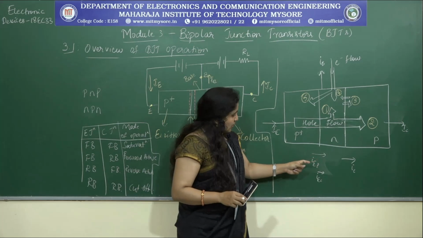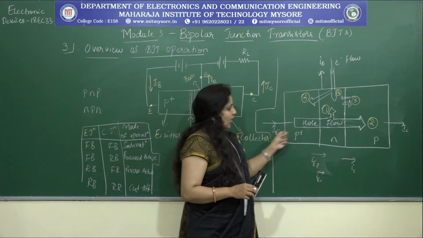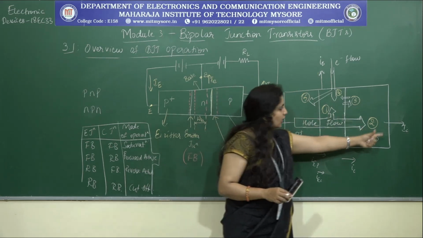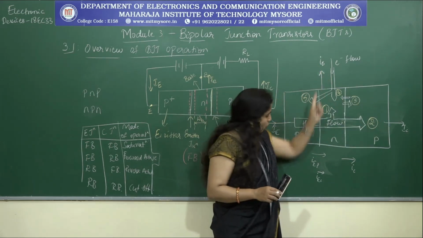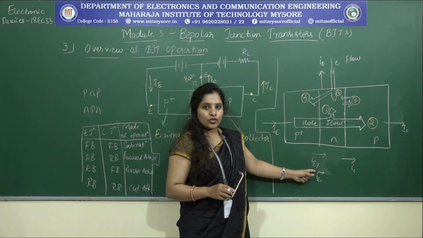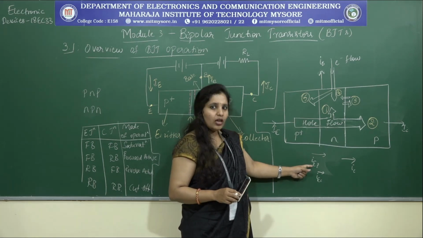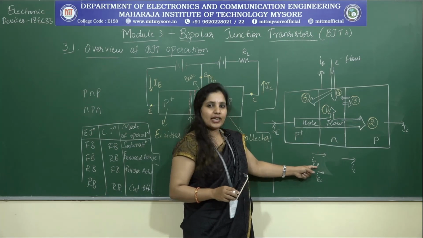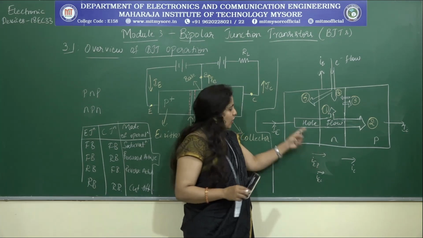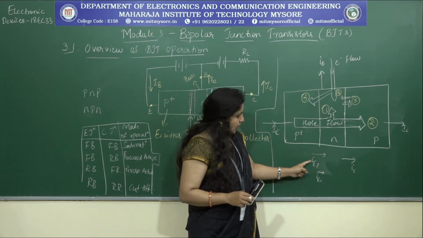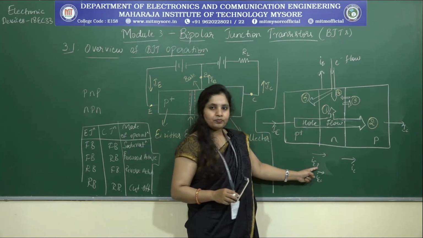And a few more things to consider here: this is IE, IC and IB, which relate to the emitter current, collector current and the base current. Now what IEP relates to is the emitter current contributed by the holes that are injected from the P plus region to the N region. Therefore I am representing it as IEP.